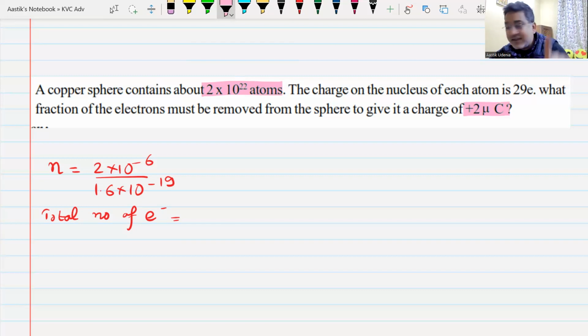One sphere has so many atoms. Charge on one sphere is this much. Charge on one nucleus is this much. What is the total charge? You cannot find out the total charge? 29 into 2 into, yes, that's it. And then you find the fraction. We're done.